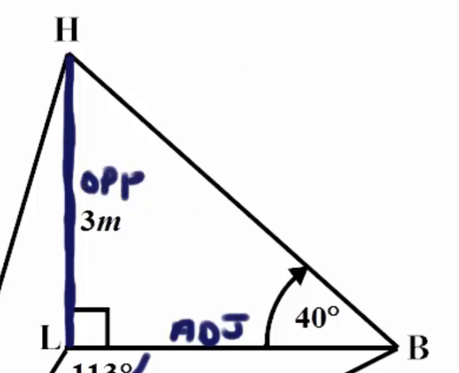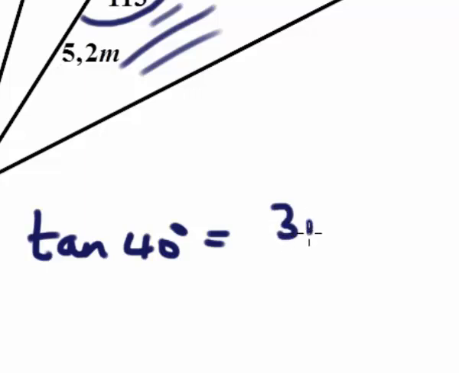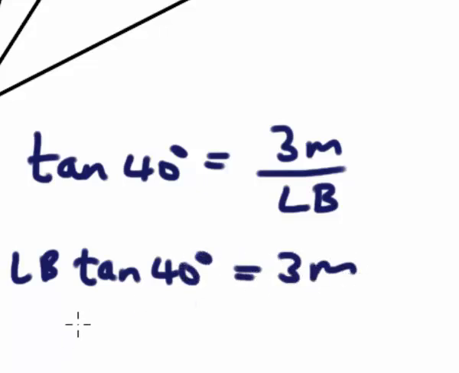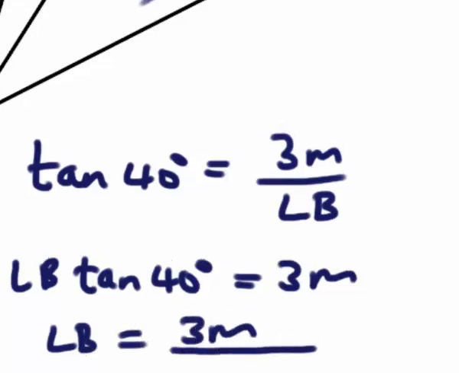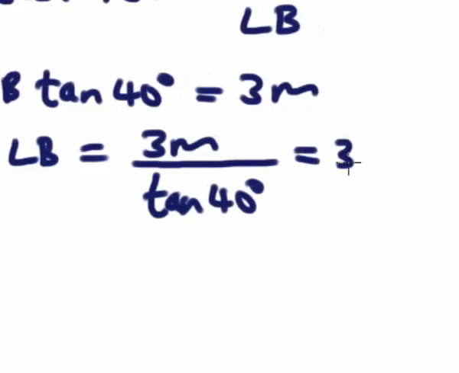So if you look at number A, what do we know? Let's go down here quickly. Opposite over adjacent: tan of 40 is equal to opposite over adjacent, which is 3 over LB. Now let's multiply both sides by LB, and we bring it up there to the left. Now divide both sides by tan 40, and what do you get? If you work that out in a calculator and round off to 2 decimal places, you get 3,58 meters.